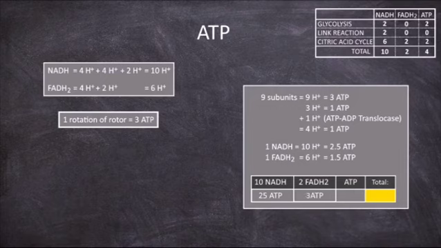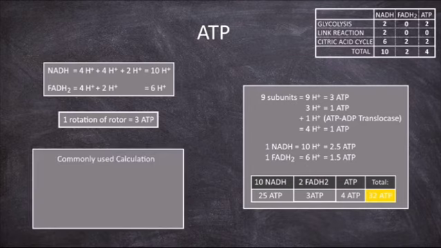So for 10 molecules of NADH, you would get 25 ATP, and 2 molecules of FADH2 would give what? It will give 3 ATP, plus the 2 produced in glycolysis and 2 in the citric acid cycle. We will get a total of 32 ATP per molecule of glucose.